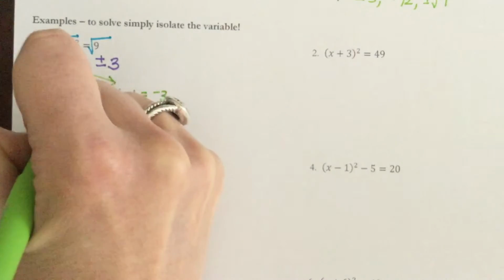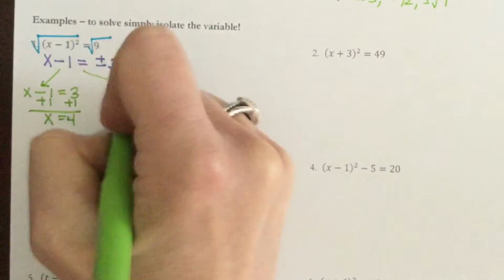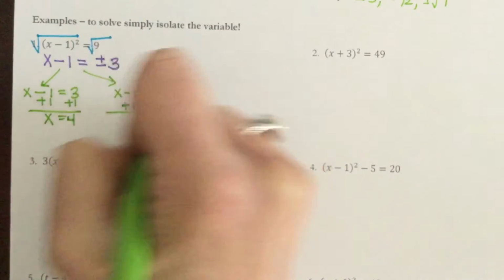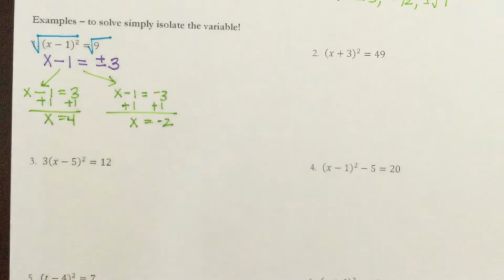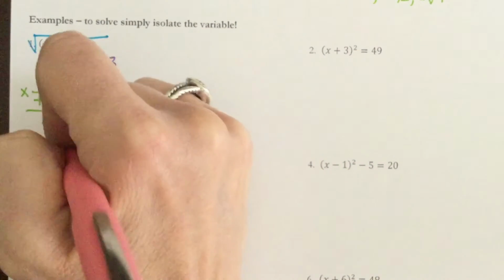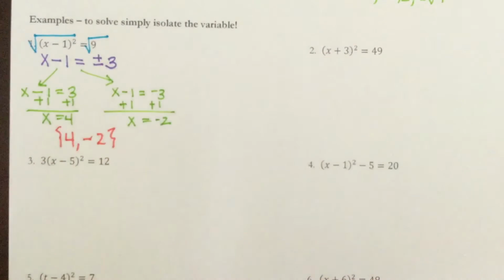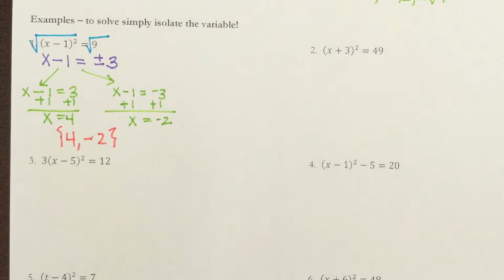Solving on the left-hand side, we find that x is equal to 4. Solving on the right-hand side, we find that x is equal to negative 2. Remember that this is a quadratic because if I were to multiply x minus 1 times x minus 1, I would end up with an x squared term. So we have a quadratic, which means we have two solutions. One of our solutions is positive 4. Our other solution is negative 2. Okay, we can do a quick check.